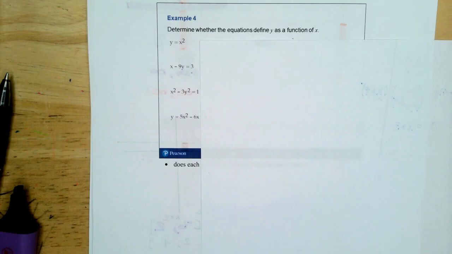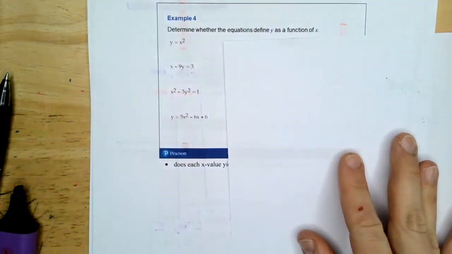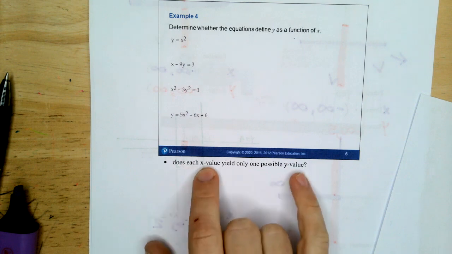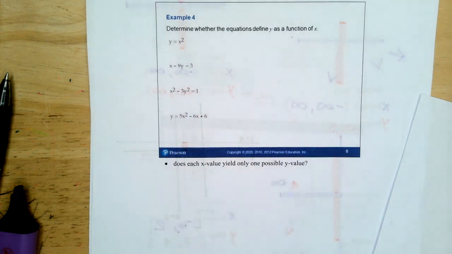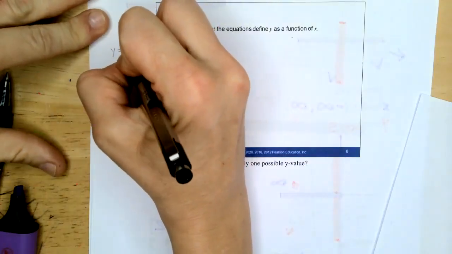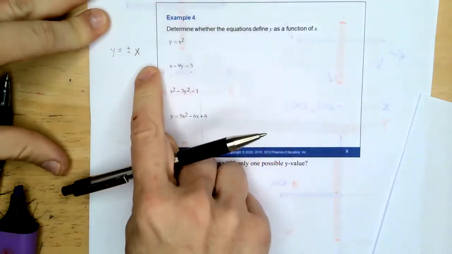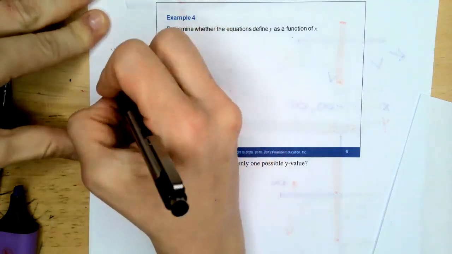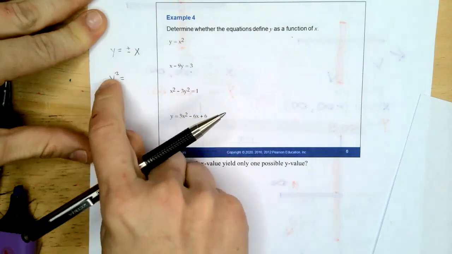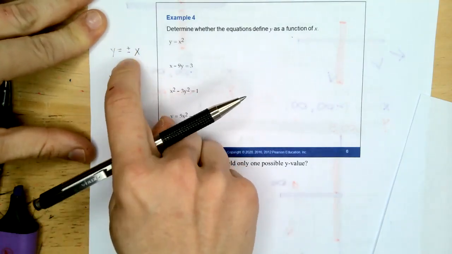What do we do? We solve each of these for y, and that will tell us, does each x value yield only one possible y value? If you see something like y equals plus or minus x, that means there are two answers, right? There's a positive x and there's a negative x. Y squared equals, that means there's going to be 2 because we're going to have to take the square root, and when we take the square root, we add a plus and a minus, okay?